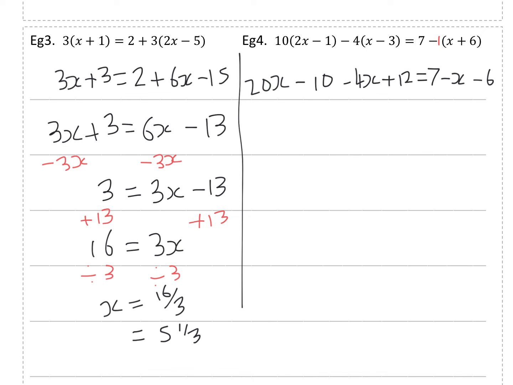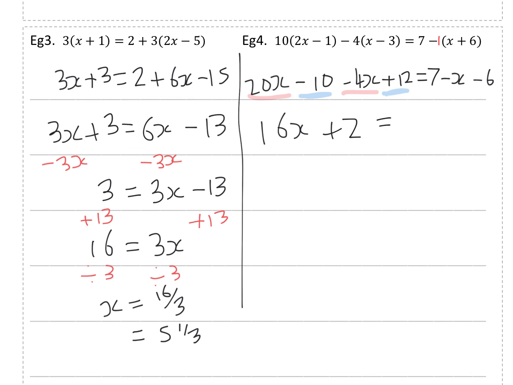There's lots of terms there, so we want to simplify that before we go any further. We look for our like terms. We've got a 20x and a -4x, which gives us 16x. We've got a -10 and a +12, and that gives us 2. Notice we only simplify one side at a time. You only can work with one side of the equation to simplify it, and then look at simplifying the other side. Don't try to bring the whole thing together.